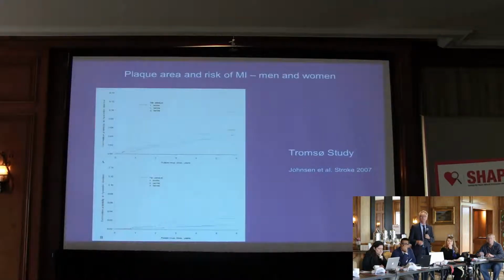This was also done in the Norwegian population study, the Tromsø study of 6,000 to 7,000 people, and they found exactly the same thing. The higher the area of the carotid plaque, the higher the risk of MI, and I think the top panel is women and the lowest is men.